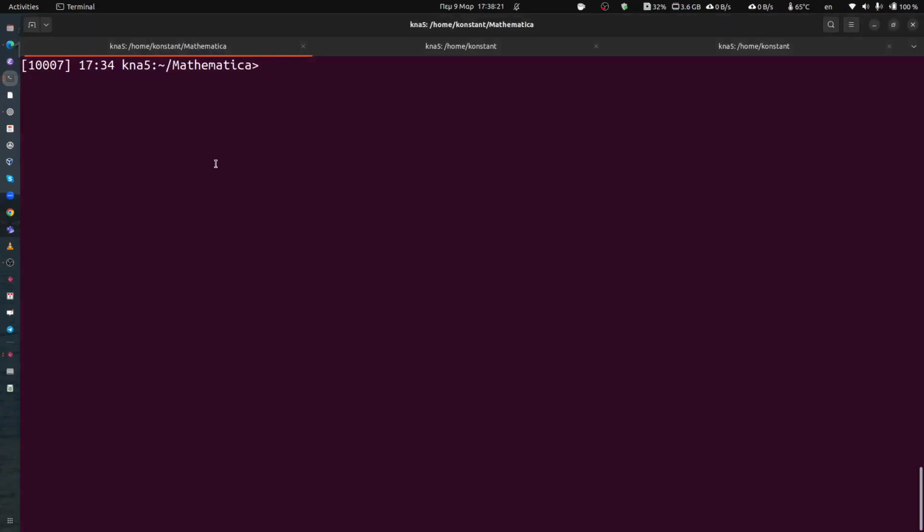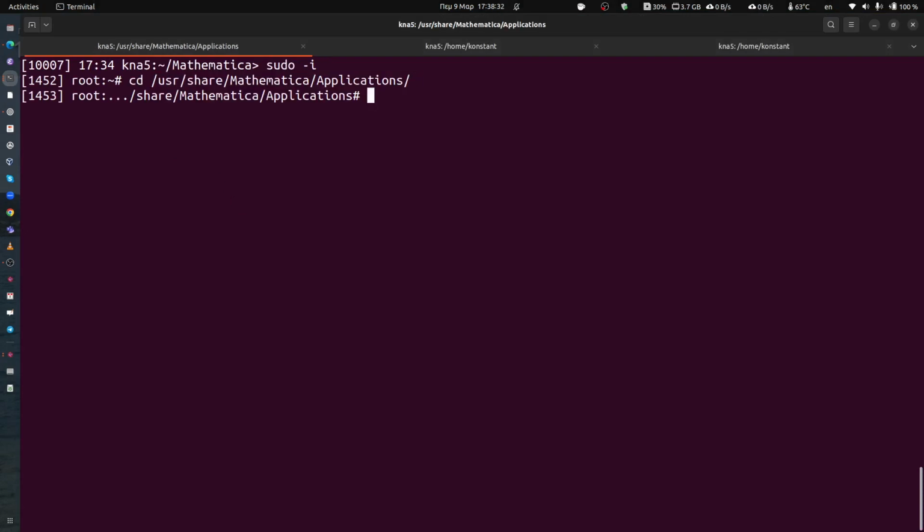place in the file system. So I will become a super user, and then go to this place here, and open the contents of this TGZ file, this tar.gzip file, in this directory here.